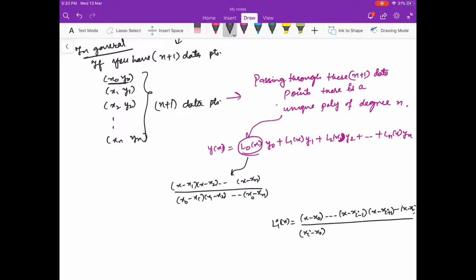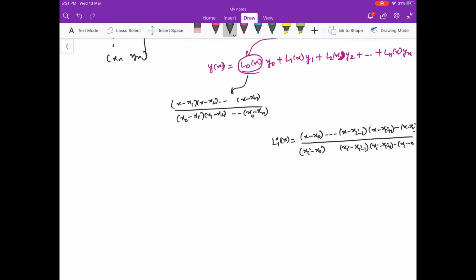have xi minus x0, up to xi minus xi minus 1, xi minus xi plus 1, and so on up to xi minus xn. So in the compact form we know that a product can be written with the pi symbol, so this is the product of x minus xj, j not equal to i, divided by the product of xi minus xj, where j is not equal to i. So this is how you write the polynomial in the compact form.